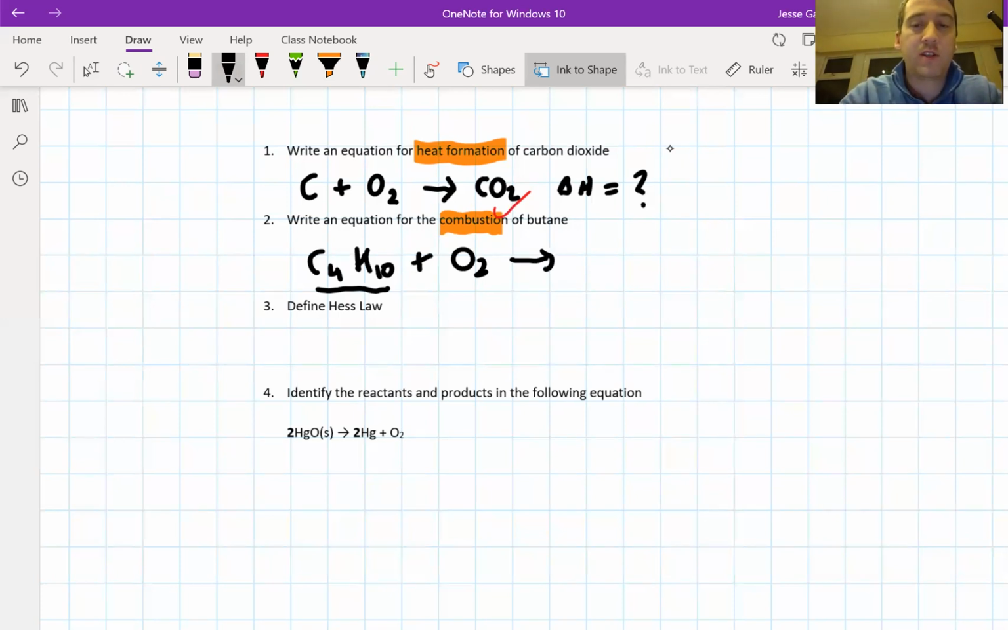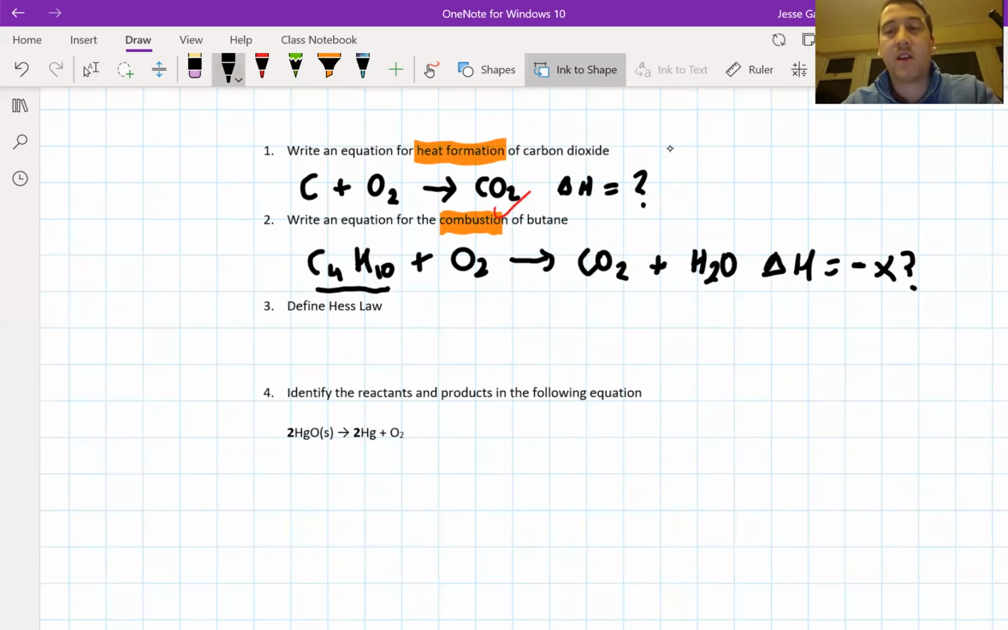We're producing always the same products when we combust the carbon fuel, and that is CO2 plus H2O. And obviously, this is going to have a delta H equal to some number. Now, a little trick here is to know that this is going to be a negative number. We don't know what the number is at the moment because I haven't told you. Say the number is X. It's definitely going to be a minus number because it's a combustion. So it's going to always give out heat. When we combust things, we release heat.